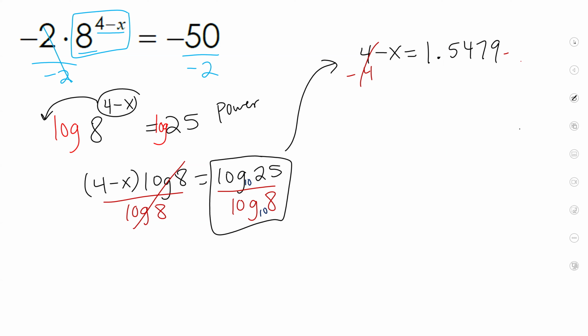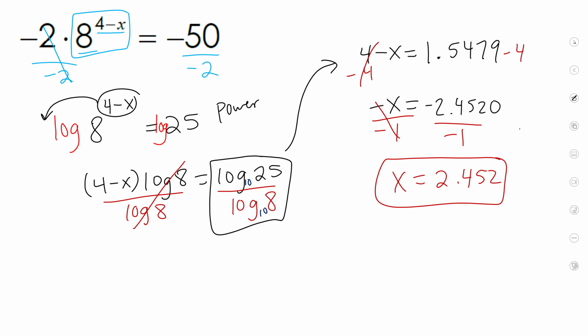Okay. Now I'm going to subtract 4. Can you subtract 4 from this? Let me know what you get. Thank you. And then just divide both sides by a -1. So we'll get x is equal to 2.452. So we're going to round to the nearest thousandth place. That means 3 numbers behind the decimal.